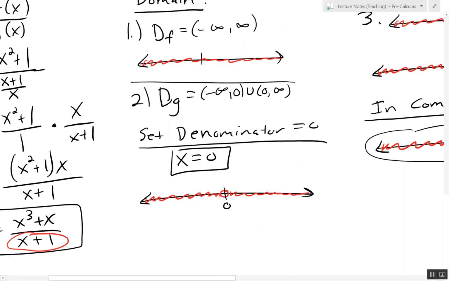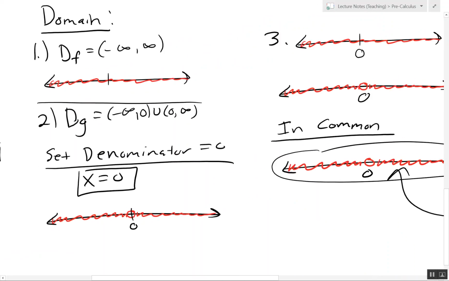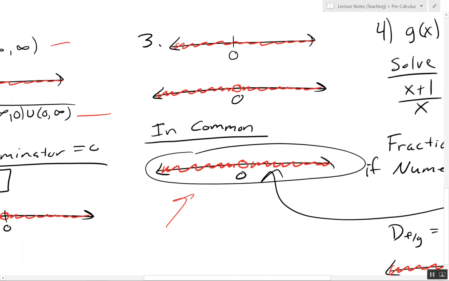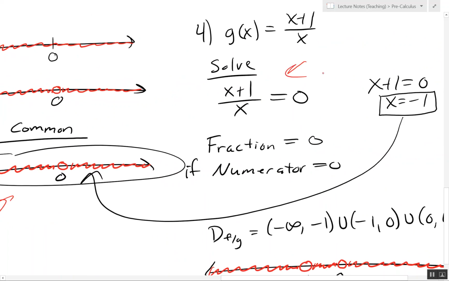So this is definitely a way you find domains, this 4-step procedure. You find the domain of f, you find the domain of g, you find what they have in common, and then you see what makes g equal to 0, and throw it out.